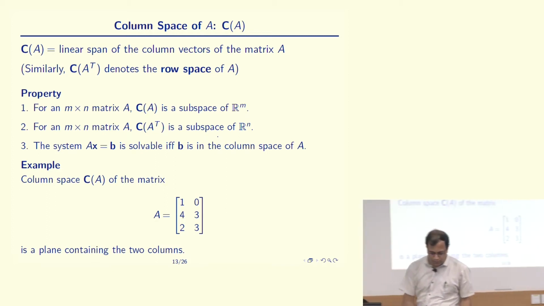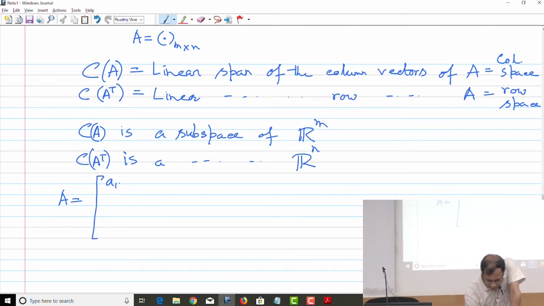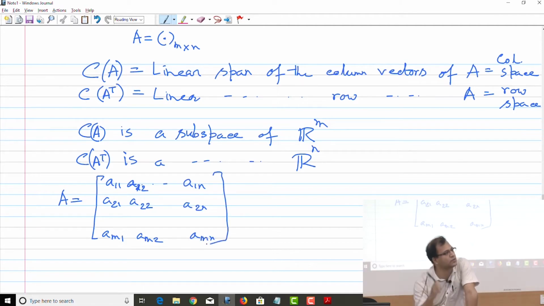Okay. So this is my matrix, with entries a11, a12, up to a1n, through am1, am2, up to amn. I showed this in the very first slide, right? So what are my column vectors? These are the column vectors.